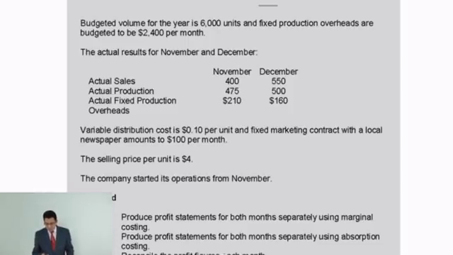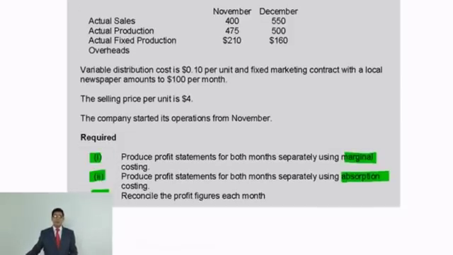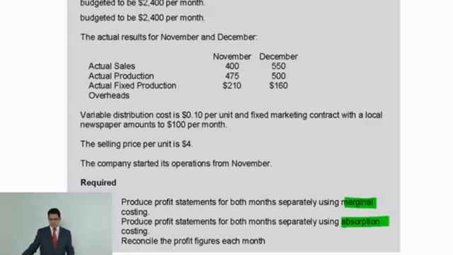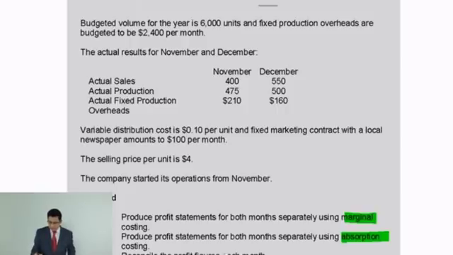Requirement 1: produce profit statements for both months separately using marginal costing. Requirement 2 is produce profit statements for both months separately using absorption costing. And then number 3, reconcile the profit figures each month. Now what I'm doing is I will give you December as a homework.